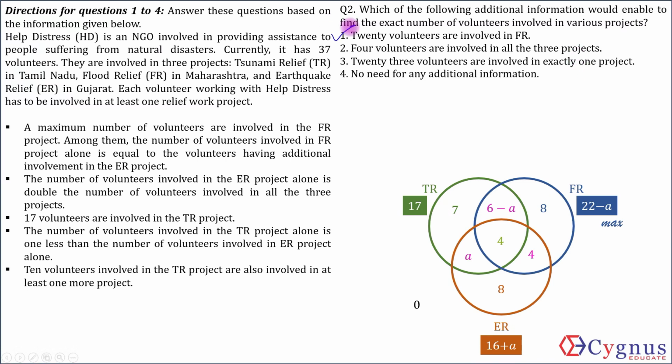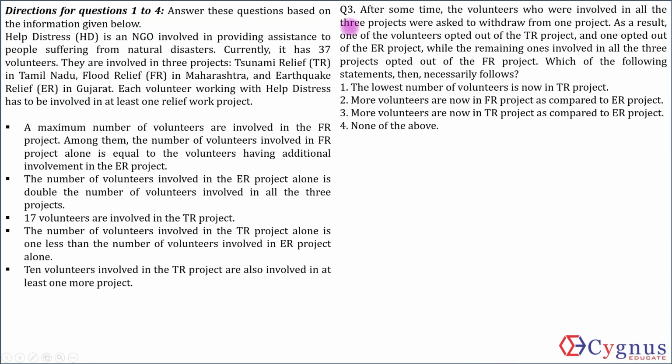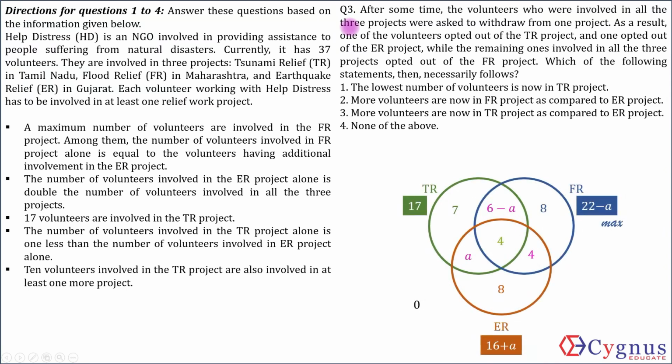Next question. After some time, the volunteers who were involved in all the three projects were asked to withdraw from one project. Okay, now there's some additional thing happening here. Let's take a look. The volunteers involved in all the three projects were asked to withdraw from one project. So we are talking about these people here. They are supposed to withdraw from one project. So if a person is already working on three projects and withdraws from one project, he'll still be involved in two projects. As a result, one of the volunteers opted out of TR.